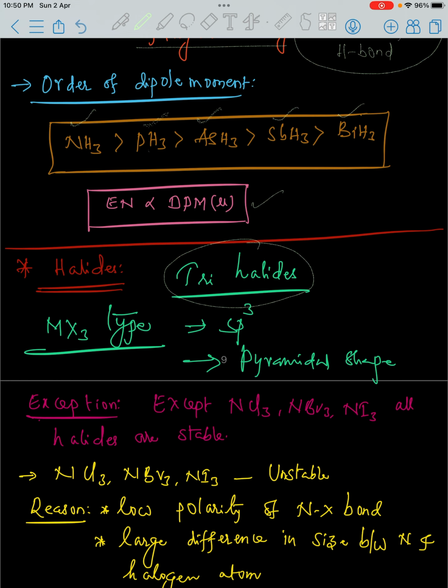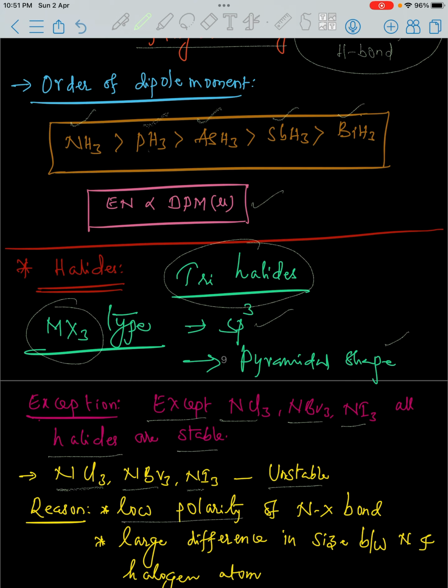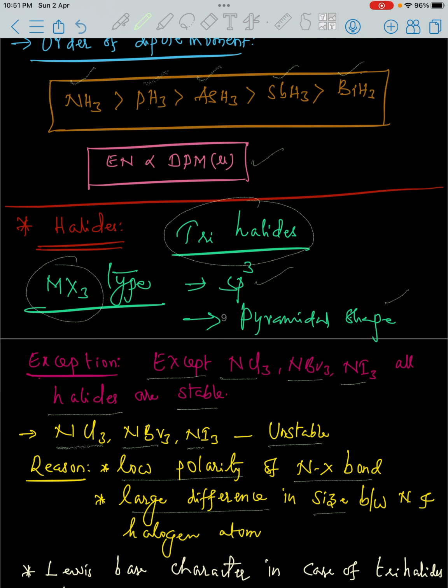Let us see trihalides. Generally trihalides are represented as MX3. In this, the hybridization of the central atom is sp3 and the shape of the molecule is pyramidal. There is an exception. Let us see that exception. Except NCl3, NBr3, NI3, all halides are stable, whereas NCl3, NBr3, NI3 are unstable. Why these are unstable: low polarity of the N-X bond and a large difference in size between nitrogen and halogen atom. That is the reason NCl3, NBr3, NI3 are unstable.